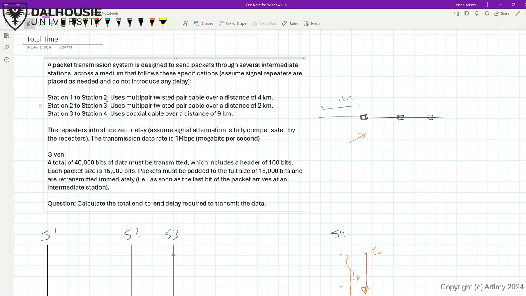The second paragraph says, okay, from station 1 to 2, we have a multi-pair twisted pair cable. And the distance is 4 kilometers. So this is the distance from here to here is 4 kilometers. And from here to here, the second one is 2 kilometers.